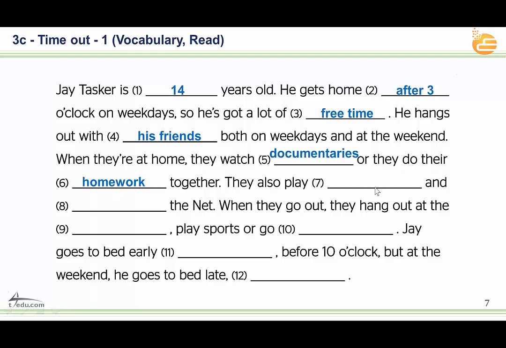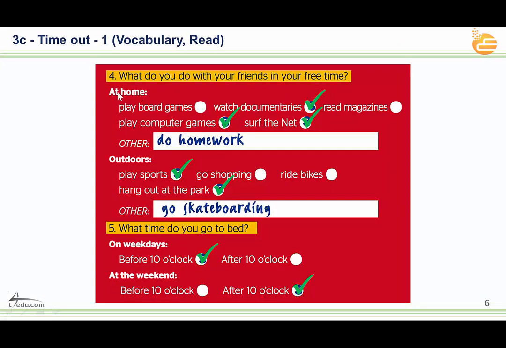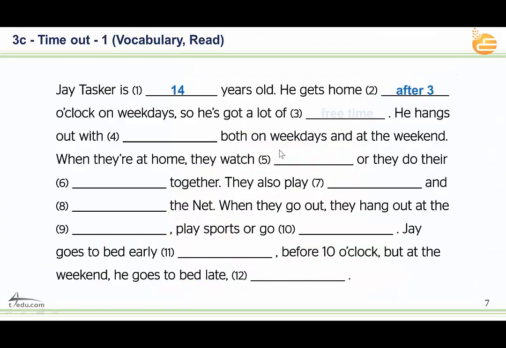They also play and the net. They also play what and do what with the net? We said also, so we means at home. They play board games? No, we shouldn't say play board games because he didn't choose this one. Ah, yes, this one. Play computer games and surf the net. Exactly. So they also play computer games and surf the net.